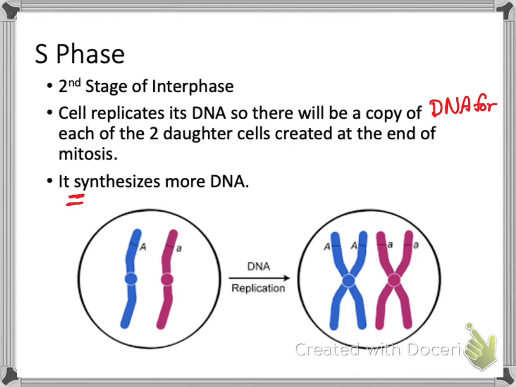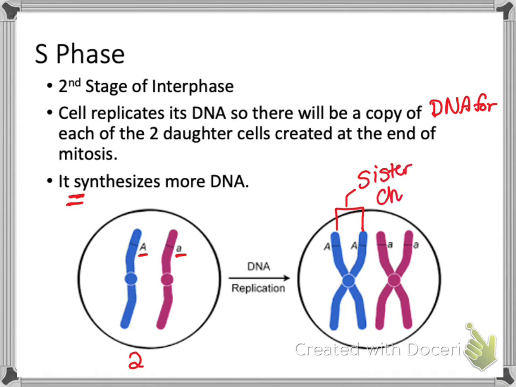So let's look at this picture and help us understand that a little bit more. This cell right here has 2 chromosomes, okay? And on that chromosome is gene A. So you can see the blue chromosome has a dominant form of that gene, and the red chromosome has the recessive form. Now, before DNA replication, these are just single strands of DNA. After DNA replication, we have something that's created that are called sister chromatids.